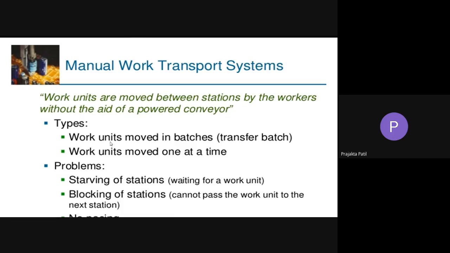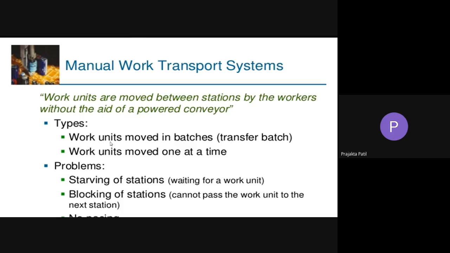Space is often allowed for one or more work units in front of each workstation. This provides the available space of work for the station as well as room for completed units from the upstream station. So there is place to accommodate work parts coming from the upstream station.